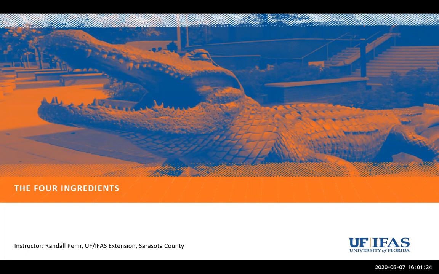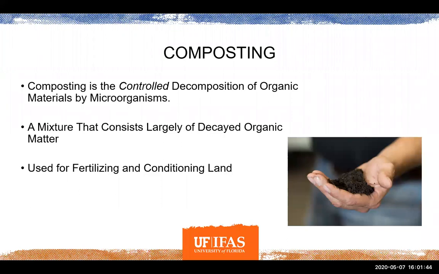Welcome back. In today's lecture, we're going to look at the 4 ingredients you need to create a successful composting pile. Now, we've started to learn throughout this course that composting is the controlled decomposition of organic matter by microorganisms. It consists of a layer of decayed organic matter, and this comes in the form of browns and greens that we're going to learn about today.